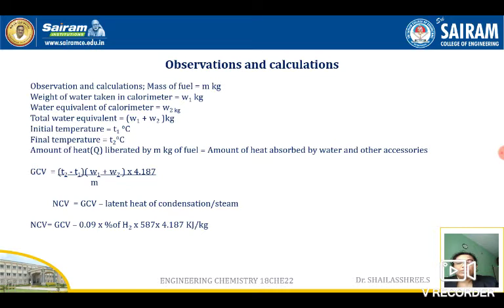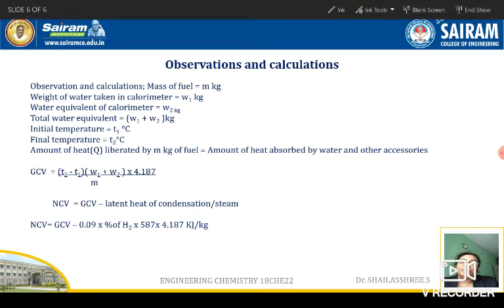Always know when this question is asked, like explain the construction and working of bomb calorimeter, or it will be asked like determine the calorific value of a solid or liquid fuel by using a bomb calorimeter. In both the ways the question will be asked. The answer will be completed only when you write the observations and calculation part. Otherwise, if the question is for 7 marks, you will be getting only 4 marks if you write only till what I said, until the explanation. So observation and calculation part will be carrying 3 to 4 marks. So you must write this.